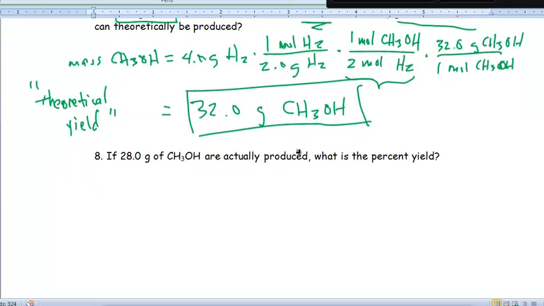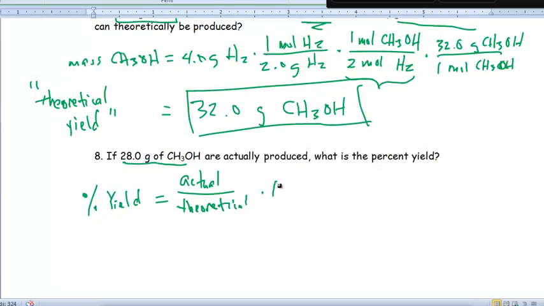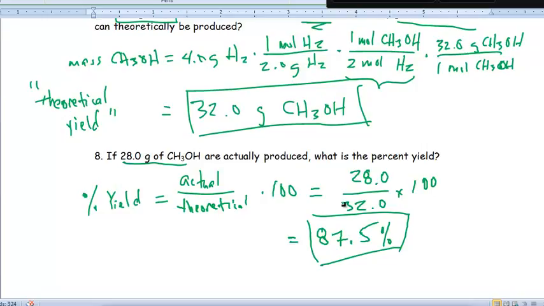But for reasons that we discussed in class, the amount that you will actually be able to make in lab is always going to be less than the theoretical amount. So let's say, for example, that when you do this in lab, experimentally you are able to make 28 grams. The question is, what would be the percent yield? That's equal to the actual yield divided by the theoretical yield, that fraction multiplied by 100, which in this case is 28.0 divided by 32.0 times 100, and that equals 87.5%. That is the percent yield. Easy, no problem.